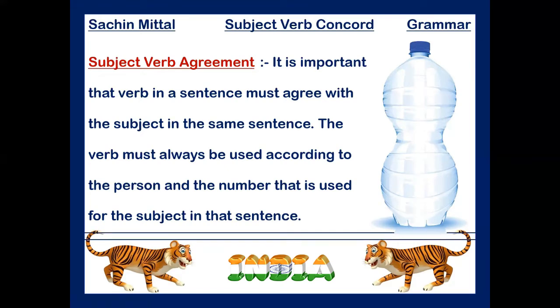Okay, the verb must always be used according to the person and according to the number that is used for the subject in that sentence. So, the chapter called subject verb agreement says that in a sentence, the verb must agree with the subject in that same sentence. The verb must always be used according to the person and the number that is used for the subject in that sentence. So let's go for the rules that we have to follow in this chapter.